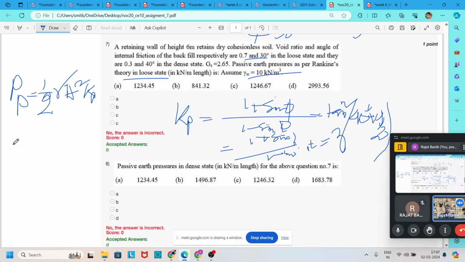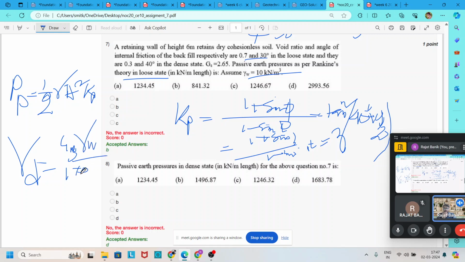To find out the gamma, we consider that this is a dry state, cohesionless dry state. We use the formula gamma d, which is equal to Gs, which is specific gravity of soil solids, into gamma W divided by 1 plus e, which is void ratio. Specific gravity is given 2.65, gamma W is given 10, and void ratio is 1 plus 0.7. Put this value and find out the gamma d.